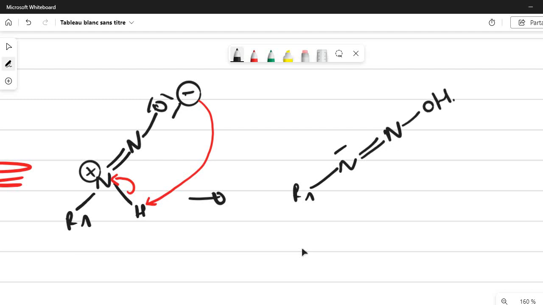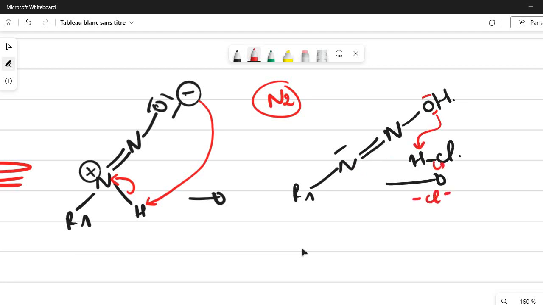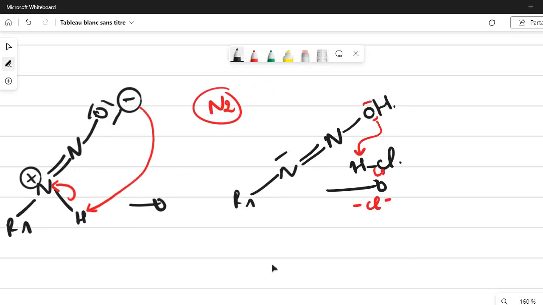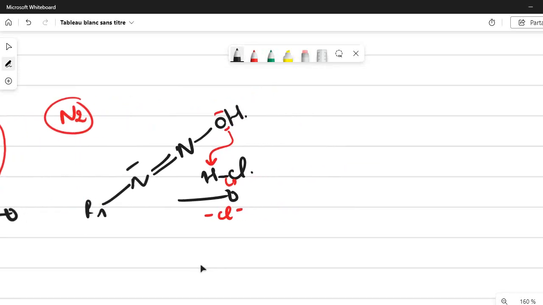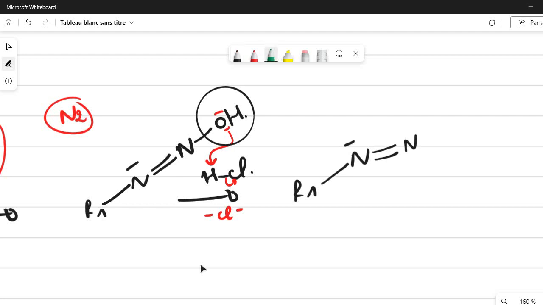Okay, so remember that we need to form N2. Okay, this molecule. So we do have N2 here. So what are we going to do? We are going to react this molecule with HCl so that we can grab a hydrogen, and then when we grab the hydrogen we form a water molecule. This one is going to be a water molecule, which is a good leaving group. So we have R1 and this and this, so it is going to leave.